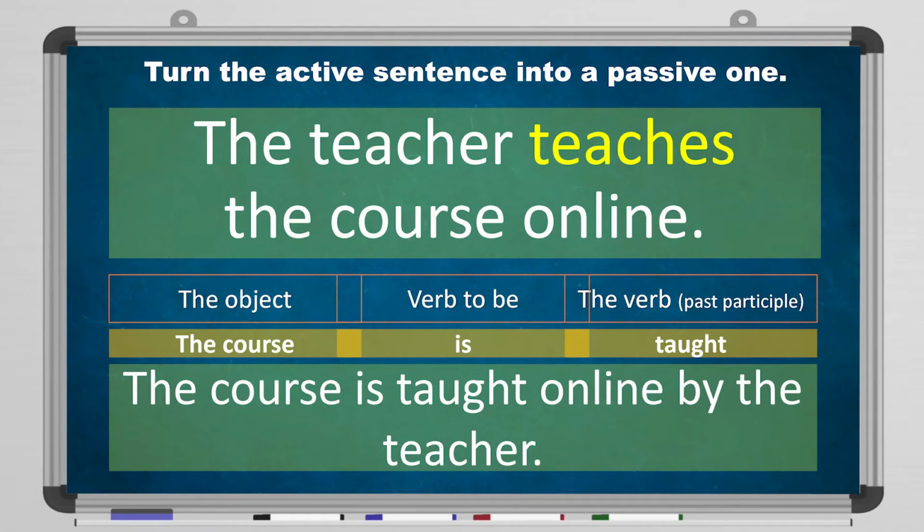So teaches turns into taught because taught is the past participle of teach. So the sentence will be the course is taught online. And then I will think, is it important to mention the subject, which is the teacher? And I think yes. So I will say by the teacher.